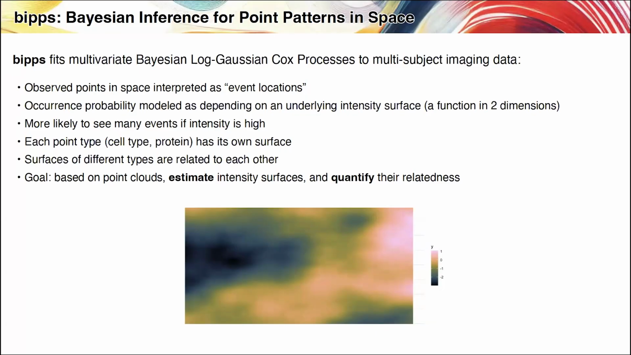So every cell type will have a point pattern. Every point pattern corresponds to a latent, so unobserved, of course, intensity surface. And we want to relate the intensity surfaces with each other, explaining how they're similar and how they're dissimilar, and therefore give you all the things that I was mentioning earlier.